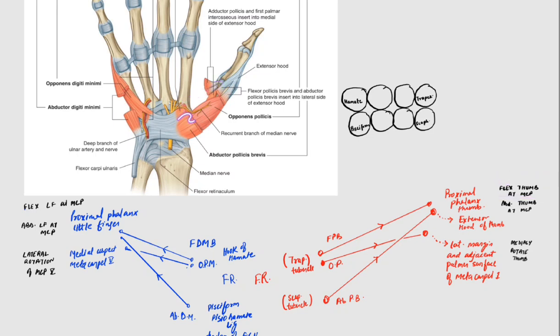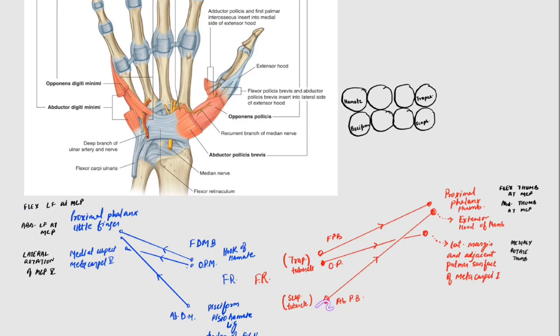Now coming to the opponens pollicis. Opponens pollicis also originates from the flexor retinaculum as well as the tubercle of the trapezium, and it will insert on the lateral margin and adjacent palmar surface of the metacarpal. What will it cause? It will cause the medial rotation of the thumb.